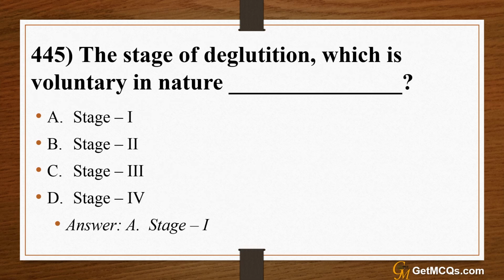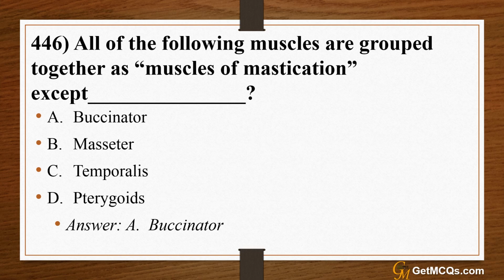445. The stage of deglutition, which is voluntary in nature? Answer: A. Stage I. 446. All of the following muscles are grouped together as muscles of mastication except? Answer: A. Buccinator.